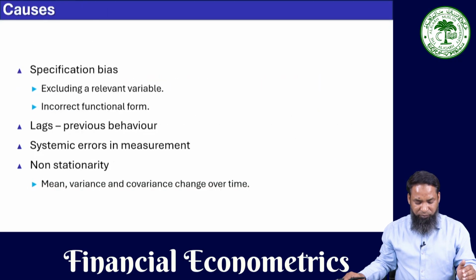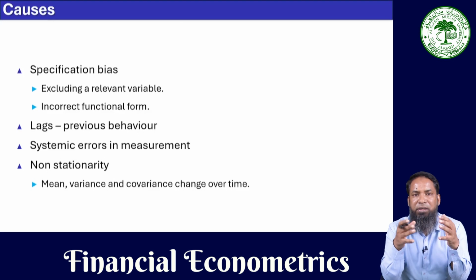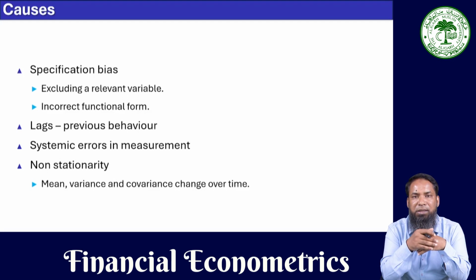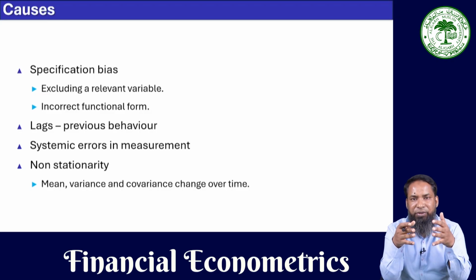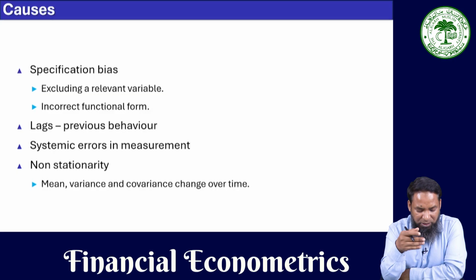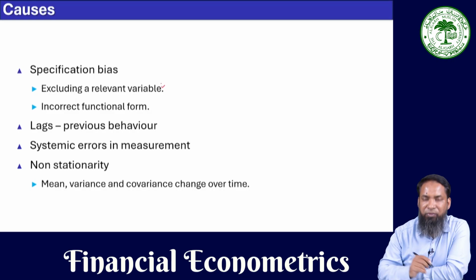Now, what could be the causes of autocorrelation? One of the major issues due to which we have the autocorrelation problem is specification bias. Specification bias means the structure of the regression equation which we are using may not be appropriate. In that case, we basically have two categories: excluding a relevant variable, or an incorrect functional form. Let us take excluding relevant information first.